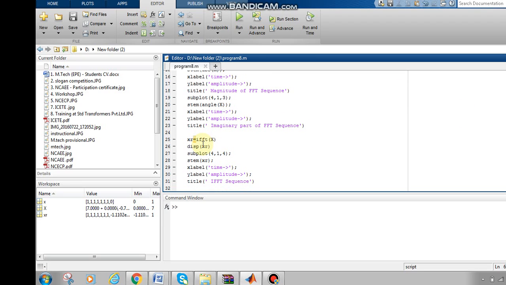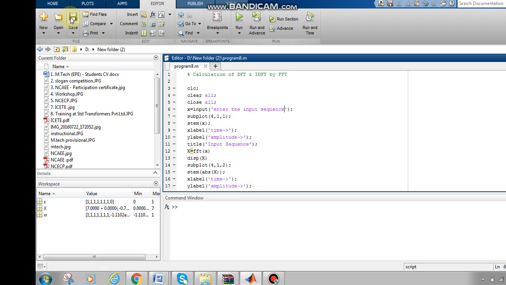For the final answer, I have to cross-verify whether the answer I have got is correct. That is why I am performing the inverse FFT. So XR is equal to ifft of X. When I perform this operation, XR will be the same as the input sequence. Only if XR equals your input sequence does it mean the answer we have got, capital X, is correct. So that will be displayed. XR is displayed in subplot(4,1,4). My last figure will be the same as my input, with xlabel, ylabel, and the title IFFT sequence.